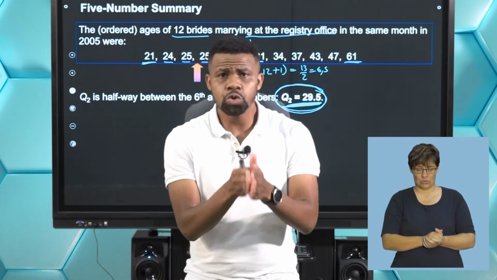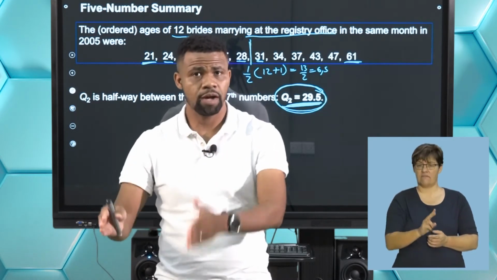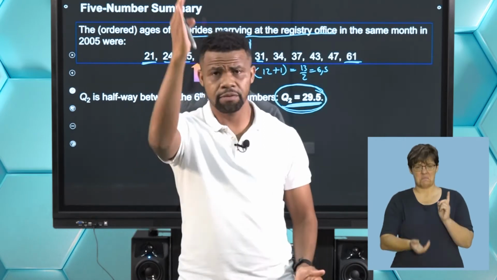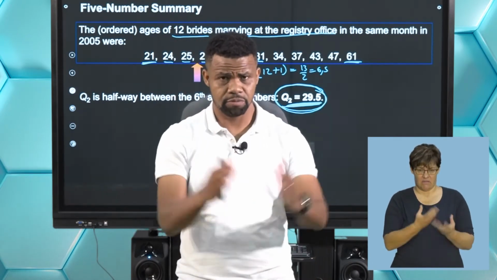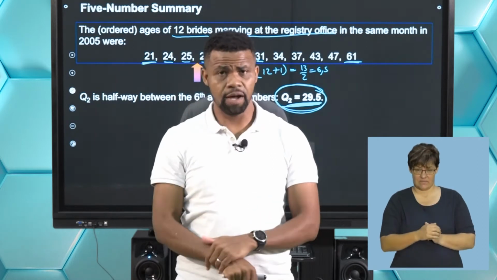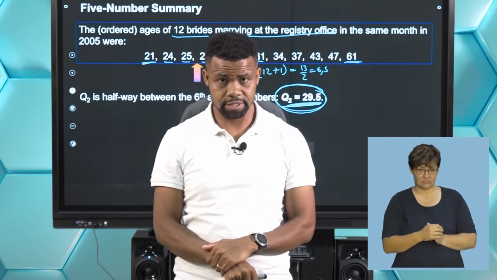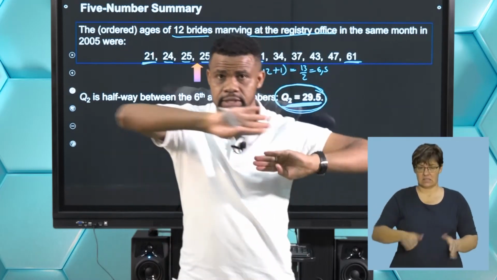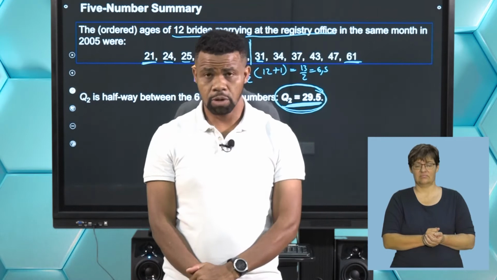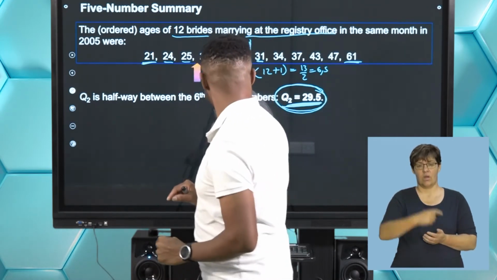We just used a half (n plus 1) to find the position. You don't have to do that because you have a small set of data, you can find the middle. Because if you have 12, the middle is about 6.5. Does that make sense? Because you have 6 this side, 6 that side, the middle is just after 6. So our lower quartile is 29.5.